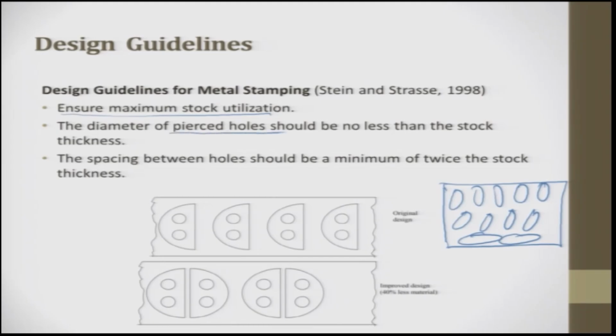The diameter of the pierce hole should not be less than the stock thickness. Keep that in mind. The spacing between the holes should be a minimum of twice the stock thickness. That is what is required so that you can do the stamping operation. This also holds good for elastomers and plastics.